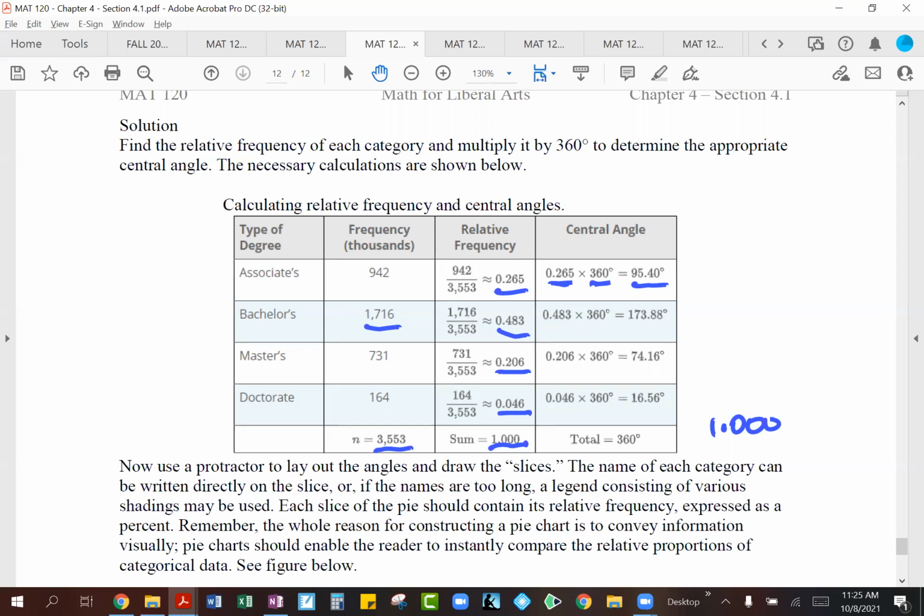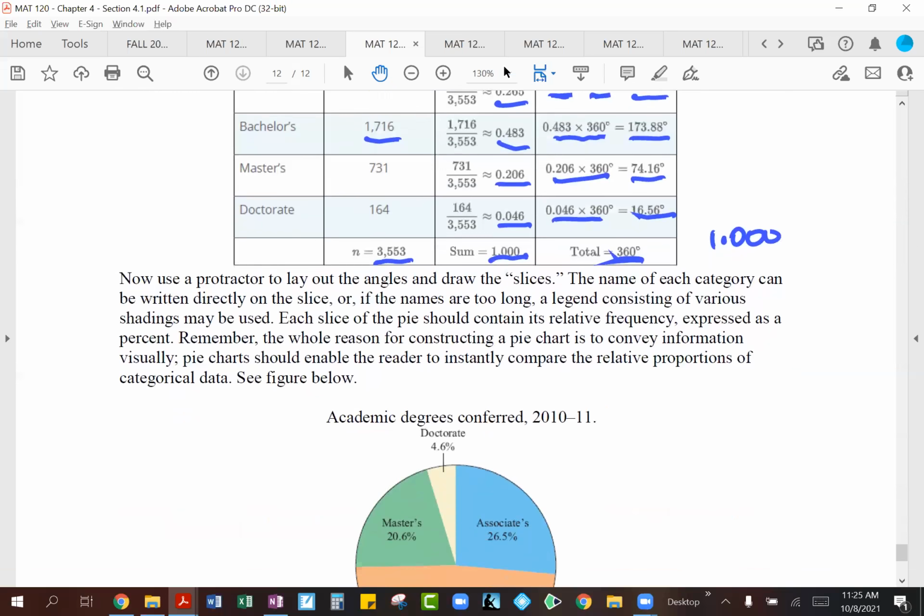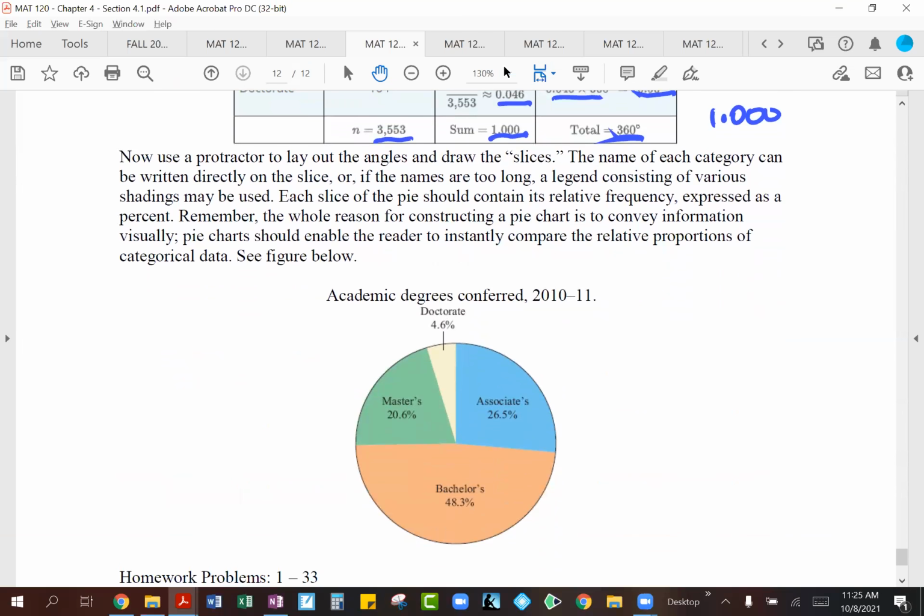Our bachelor's degree had the largest frequency. So of course, it also has the largest relative frequency, which means it will also have the largest angle measurement. So repeat that same process for all 4 of these categories. And, of course, all of these degrees should add up to 360 degrees, because you should get a full circle out of that. And then, if you're drawing by hand, then, of course, we need a compass, we need a protractor and all of those things to help us come up with these angles.